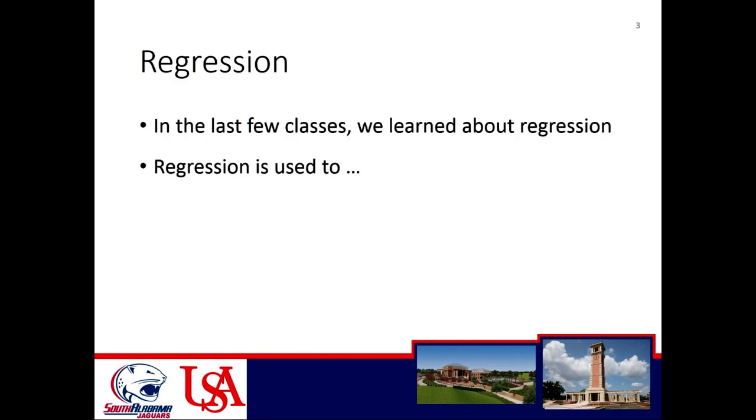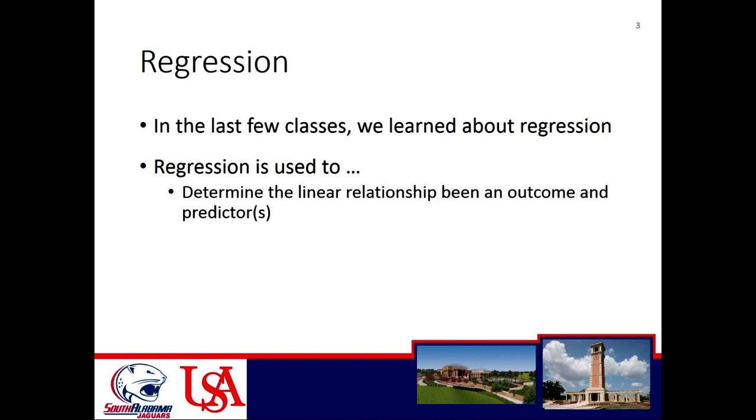Okay, so in the last few classes we've learned about regression. So what is regression used to do? As you hopefully said, it's used to determine the linear relationship between an outcome and its predictor or predictors. You may have one predictor, you may have two predictors, you might have 100 predictors. But regression is used to find the linear relationship between all those predictors and a single outcome.